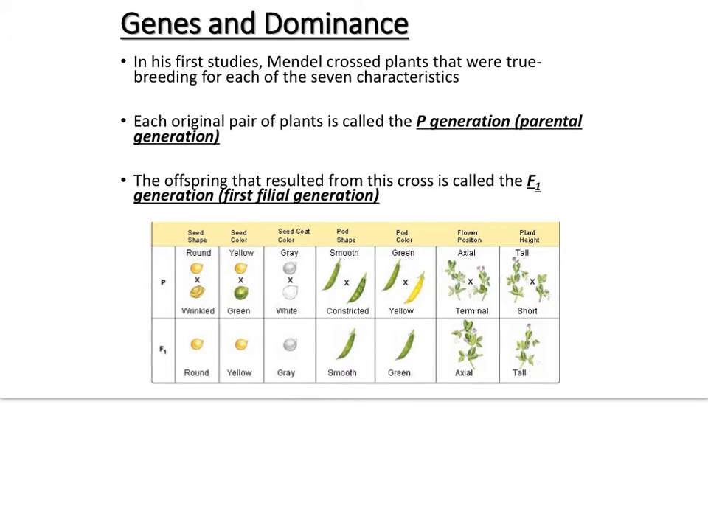Happy snow day, ladies. Today we're going to keep moving forward in your notes, learn a little bit more about Gregor Mendel and what he did, and some basics in predicting inheritance.